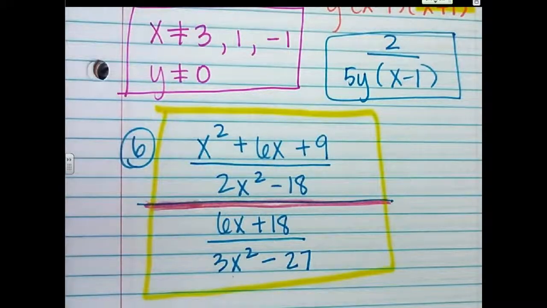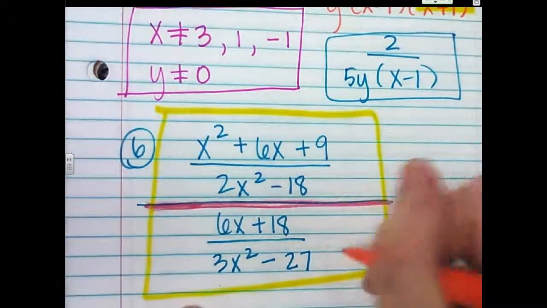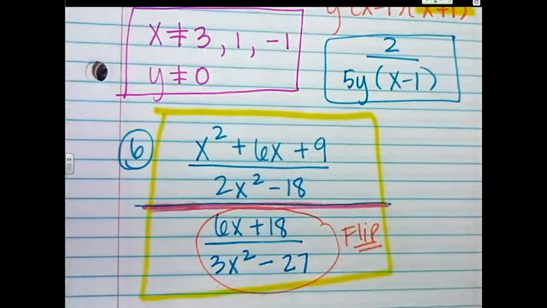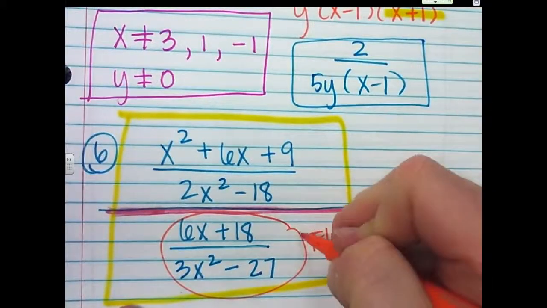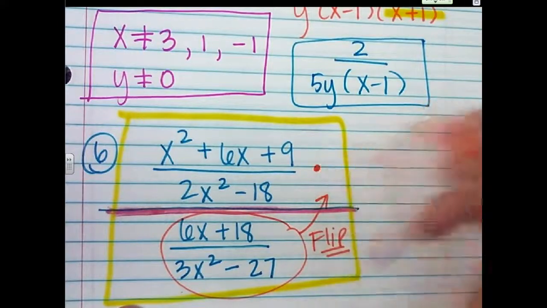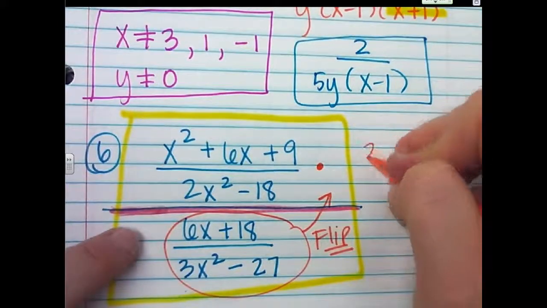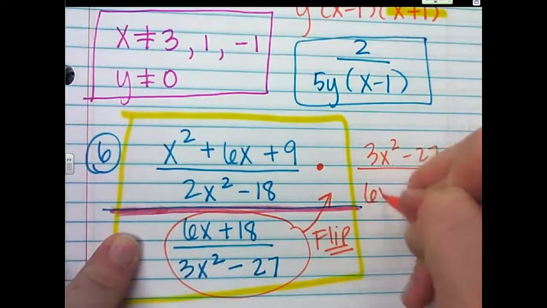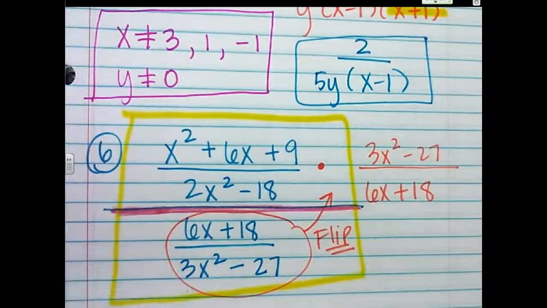Oh, okay. So what do you flip? Only this. Yeah, this whole thing gets flipped because I'm dividing by it. So when I flip it, I'm going to flip it up here and multiply. I'm going to put 3x squared minus 27 on top, and 6x plus 18 on bottom. It's called a complex fraction. Didn't we do complex fractions? No. Say no.